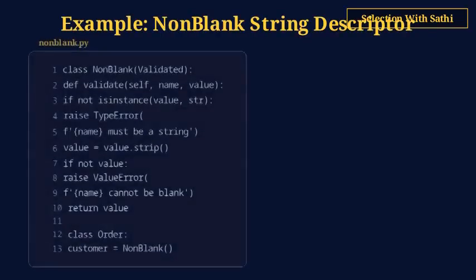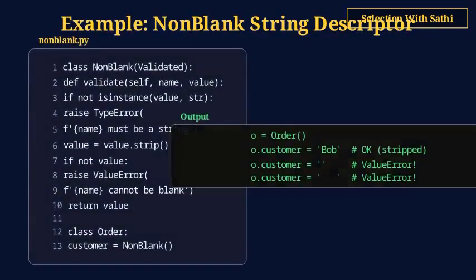NonBlank extends Validated to reject empty or whitespace-only strings. Its validate method checks: is the value a string, and does it have non-whitespace content? If not, it raises ValueError. You can declare customer equals NonBlank() on any model class. Assigning an empty string or just spaces raises an error immediately. Write the validation once in the descriptor and reuse it everywhere.